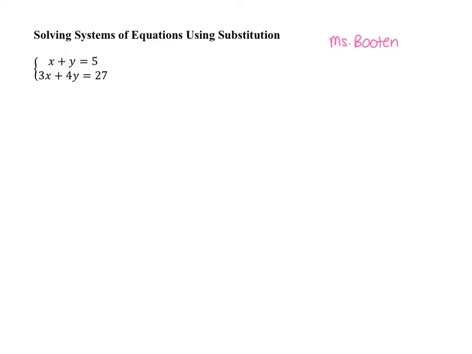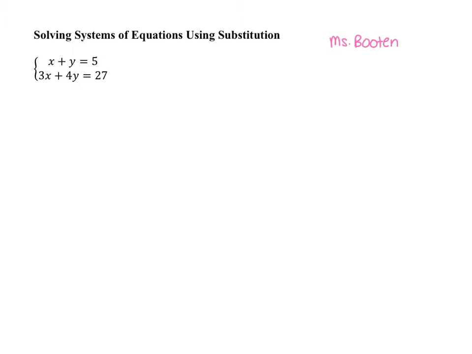In order to solve using substitution, we need to have at least one of the equations solved for one of the variables. So it needs to say either y equals or x equals. Notice neither of these equations do that. So we need to take one of the equations and solve it for one of the variables. We always want to do the easiest thing possible.